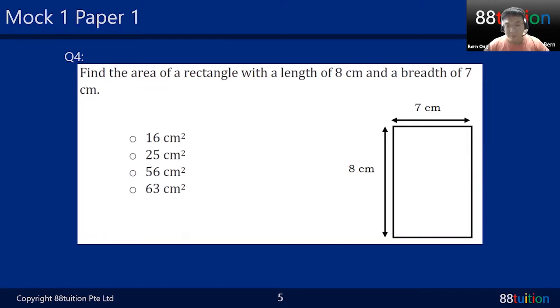So sorry. Yeah. Find the area of a rectangle with a length of 8 cm and a breadth of 7 cm. All right, area means inside. All right, the meaning of area.